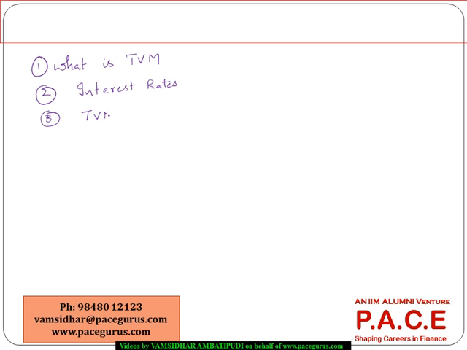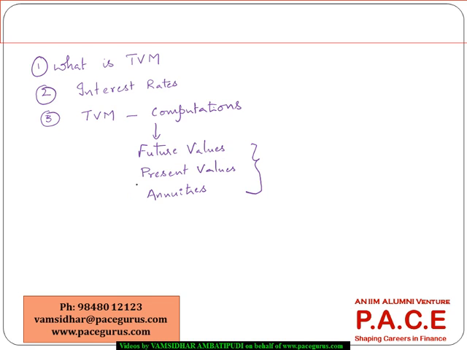Time value of money related computations, where we talk about determination of future values. We'll talk about determination of present values of different kinds of cash flows, and we'll also talk something about annuities. So how all these things can be calculated using our time value of money related concepts. So just let's get started with that as a broad starting point.